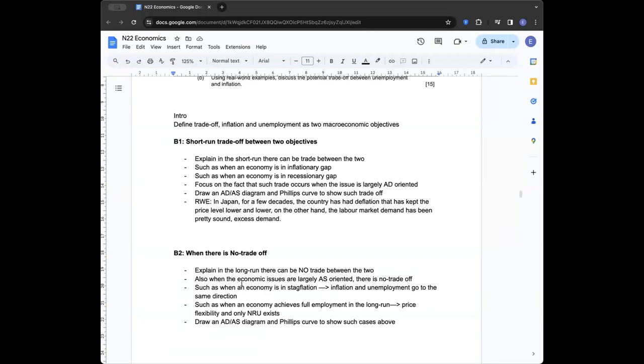Or when an economy achieves full employment in the long run, the price level is completely flexible, and only the NRU exists. Again, I'm going to use an AD-AS diagram and Phillips curve, but this time I'm going to focus on aggregate supply curves shifting to the left or right, and the LRPC to prove such cases.